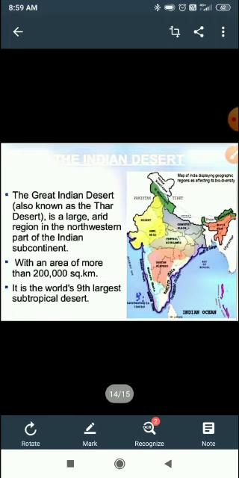So now, the Great Indian Desert, also known as the Thar Desert, is a large and arid region in the northwestern part of the Indian subcontinent with an area of more than 2 lakh square kilometers. It is the world's 9th largest tropical desert, and as you know, this region comes in the tropics, that's why it is called a tropical desert. But when you are talking about the largest one, that is the Sahara Desert.